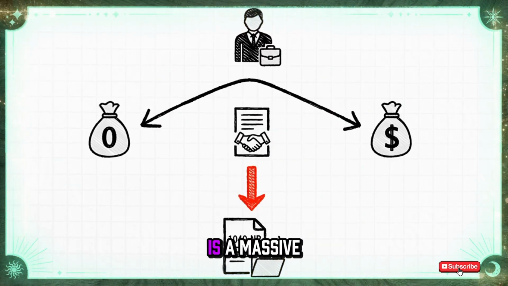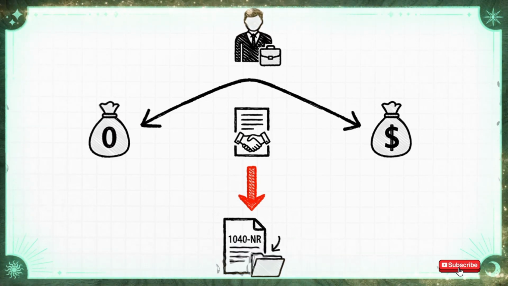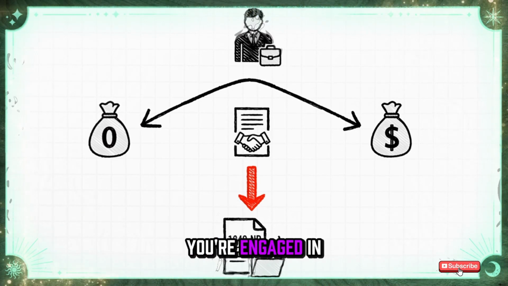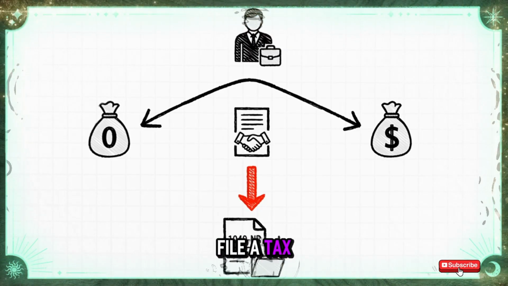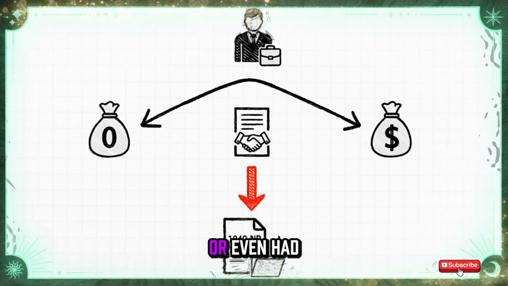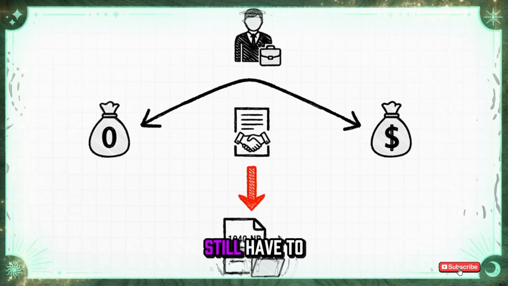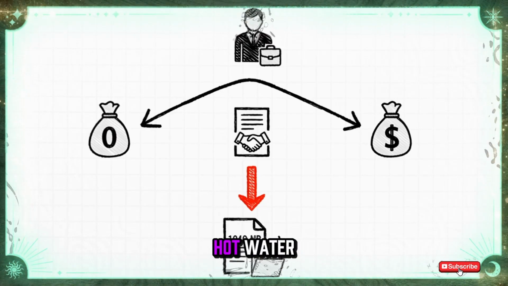Okay, and here is a massive compliance trap you need to know about. If the IRS says you're engaged in a US trade or business, you have to file a tax return, period. It doesn't matter if you made zero money or even had a loss. You still have to file, and not filing can get you into some serious hot water.